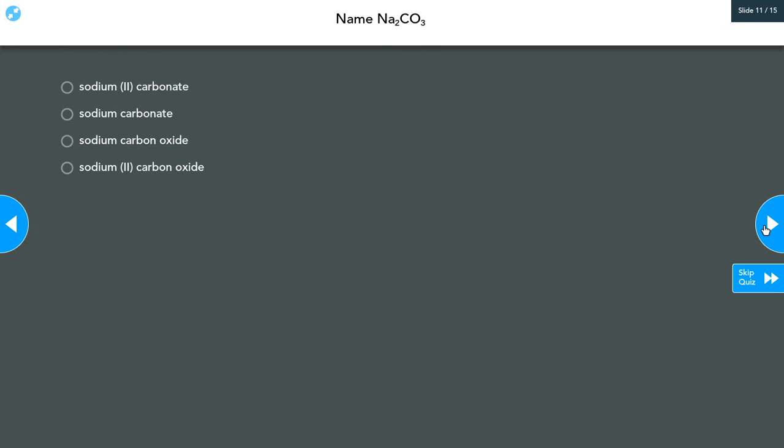Then we have Na2CO3. So we see 3 elements. And whenever you see 3 elements, you know you're going to have a polyatomic ion. So we look at the back of our periodic table and we identify that as carbonate. Sodium is in group 1, so it will never have a Roman numeral because it's always a 1+. There's no other option. So this would just be called sodium carbonate.